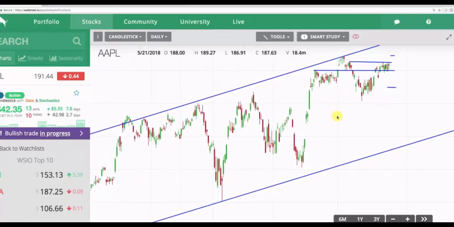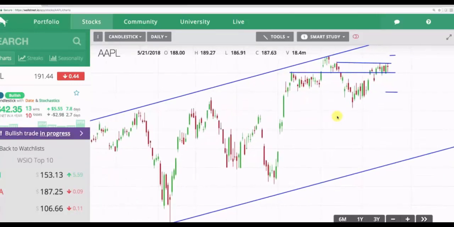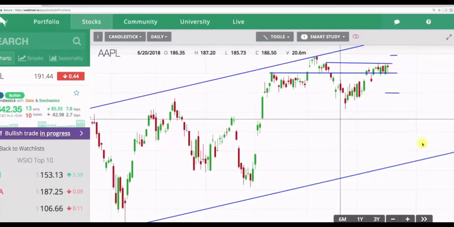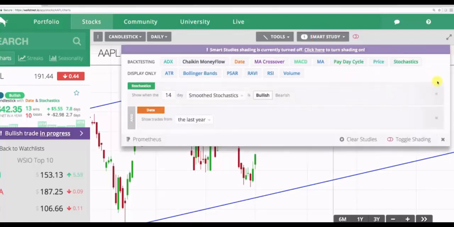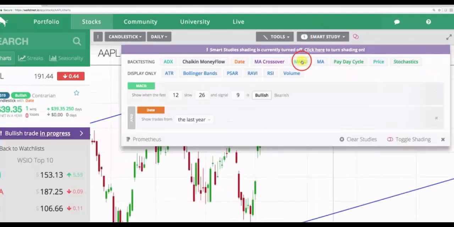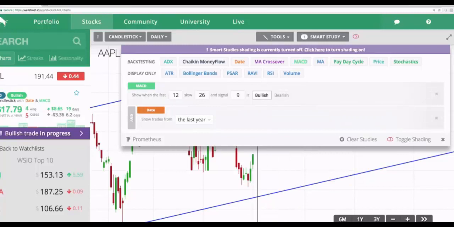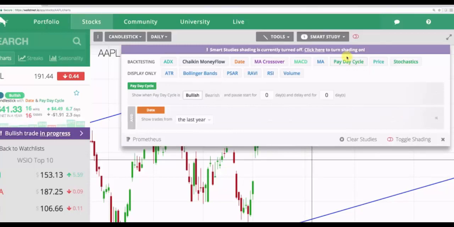Okay, so I went ahead and showed you 3 strategies, the MACD, the stochastics, and the payday cycle. Stochastics is basically trading whenever it crosses down here. You can see that initiates a trade. MACD is the same thing, right? Because you just got these 2 lines that cross, and every time they cross, like this one, you initiate a trade. Payday cycle is a little bit different because we're using the Heikin-Ashi candle.